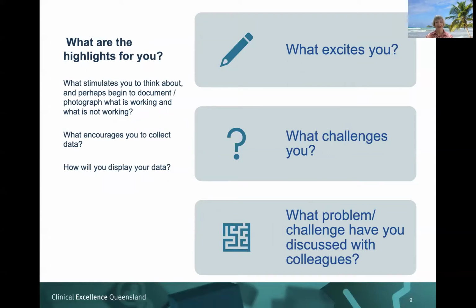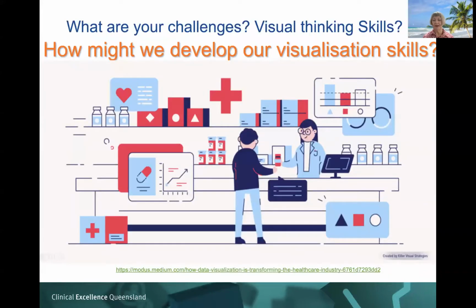And stepping back, I guess we're wondering, what is it that stimulates you to think about and perhaps begin to document, perhaps begin to photograph what's working and what's not working? Because it isn't until we actually capture that information and make it available to people so it becomes front of mind for a group of people that we tend to take some action. What encourages you to collect that data, and how will you display that data? Where does it need to be? Obviously, it might need to be in a private space, as distinct from somewhere you may find clients. Where would you have to do that? In addition, I guess, are there some particular challenges that you've been facing as you work through these modules?